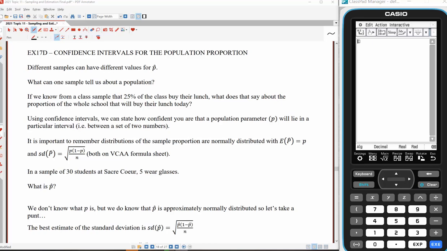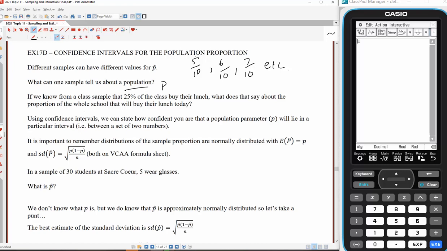So different samples can have different values for p hat, the sample proportion. So we know that if we're looking at, say, number of students with brown eyes and we take a sample of 10, we might get 5 with brown eyes in the sample, 6 with brown eyes in the sample of 10, 7, etc. So if we know what p hat is, that is, if we know the sample proportion, what can one sample tell us about p, the population proportion?